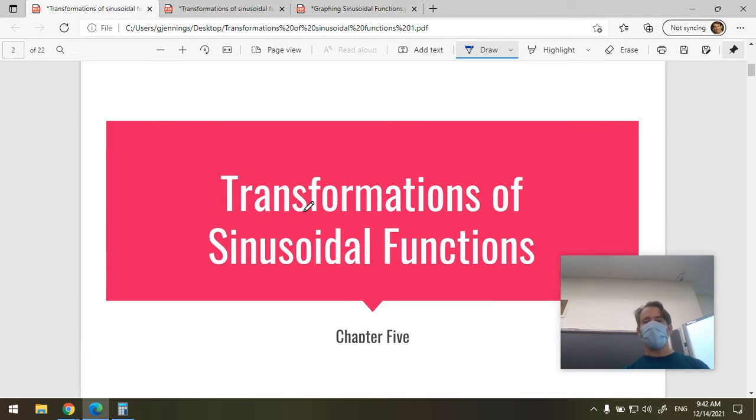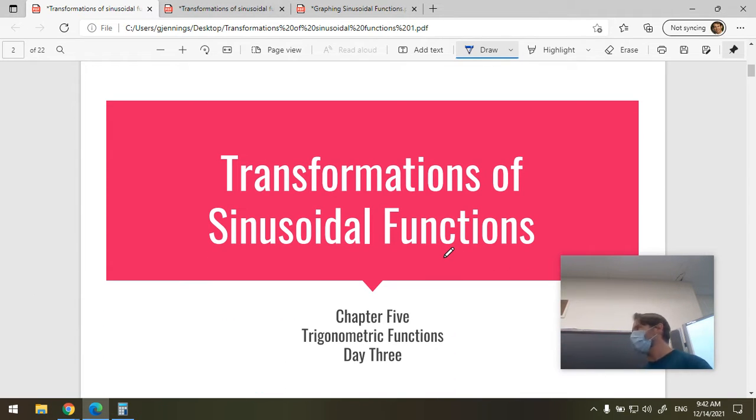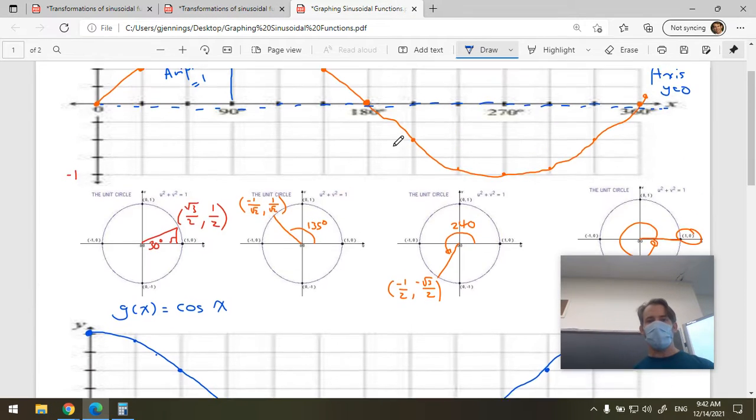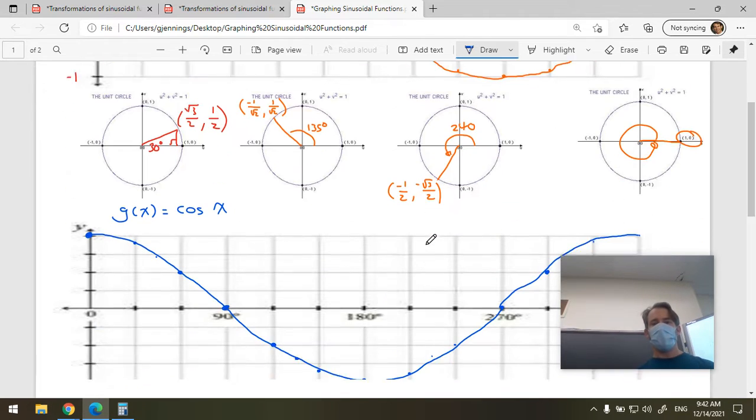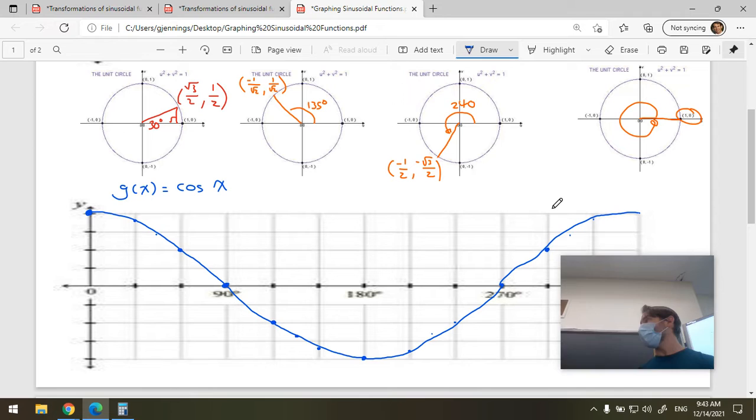Today we're looking at the transformations of sinusoidal functions that we can use to shape these sine and cosine functions to suit our needs. One of the things that we did while you were gone is we graphed the cosine and sine. So here's a picture of sine, and here's a picture of cosine. And you can watch the video and sketch it yourself.